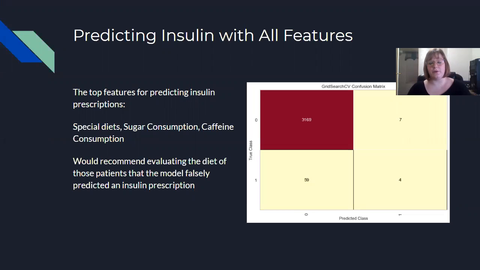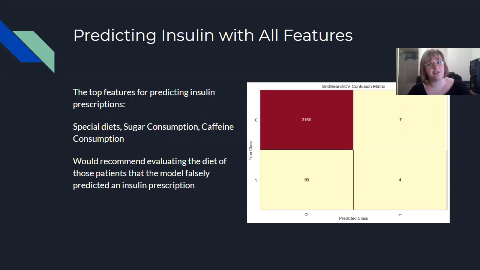Something I looked into with that special diet, I was curious how the special diet was encoded. And what I found was actually that in this column in particular, the only data that was available was for those that refused to answer the question. And so I thought that was interesting that that would be a top predictor.